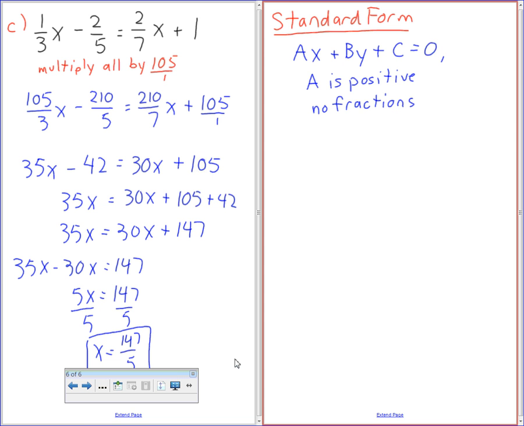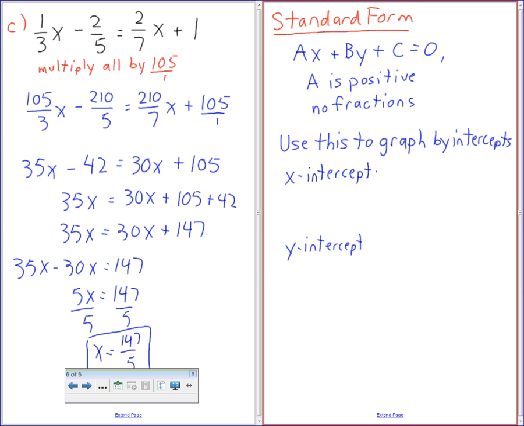The reason you use standard form, there's always only one reason you use standard form, and that's what we're actually going to do today. You use this so we can graph using intercepts. If you remember back from grade 9, you can find the x-intercept, find the y-intercept, connect the dots, and there's your graph. That's what this equation can very easily help you to do.